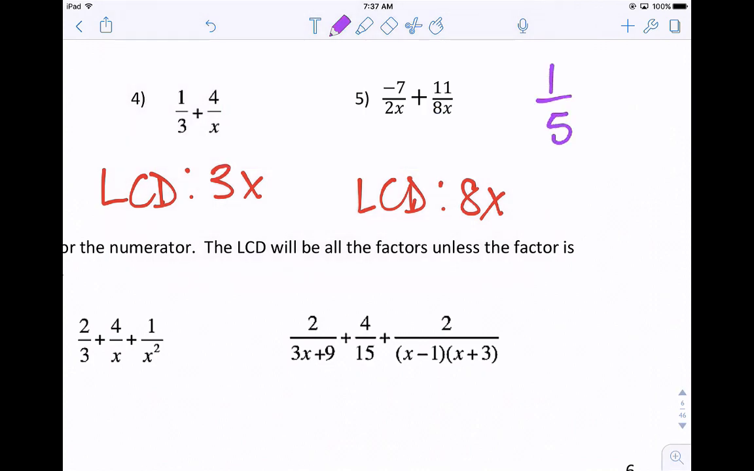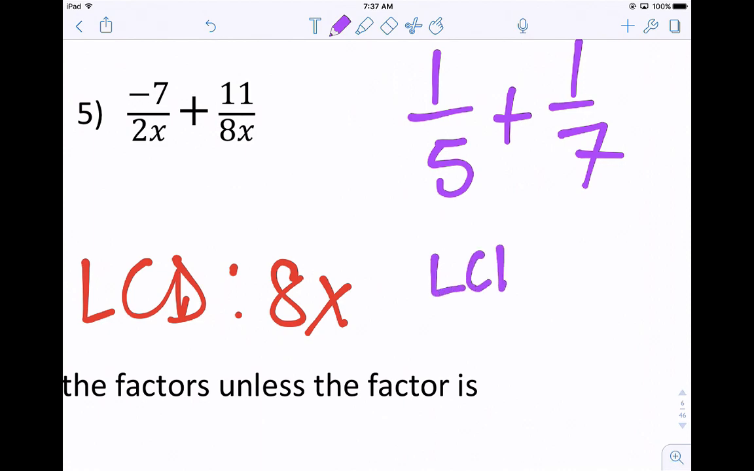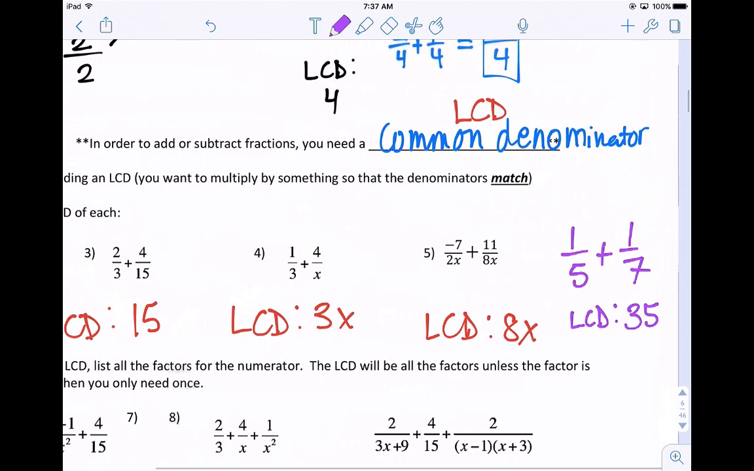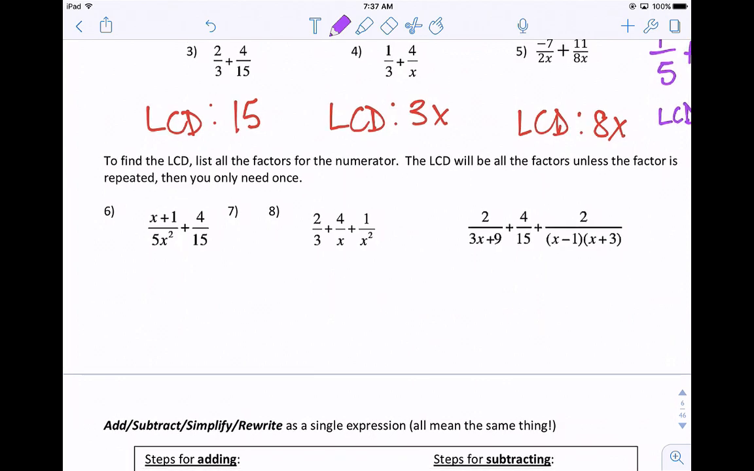So we'll take a look at this example. 1/5 plus 1/7. You look at 5 and 7. What's the smallest number that 5 and 7 both go into? Here it's 35. So it's not always just the biggest number. To find the lowest common denominator, you can list all the factors of the numerator.